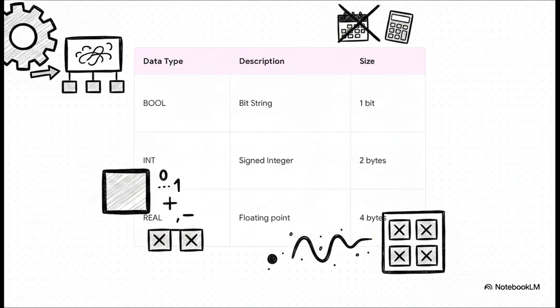The standard lays out these universal data types you'll use everywhere. For instance, bool is just a 1-bit string, a simple 0 or 1. Int is your signed integer, taking up 2 bytes, and real handles your floating point numbers, taking up 4 bytes.